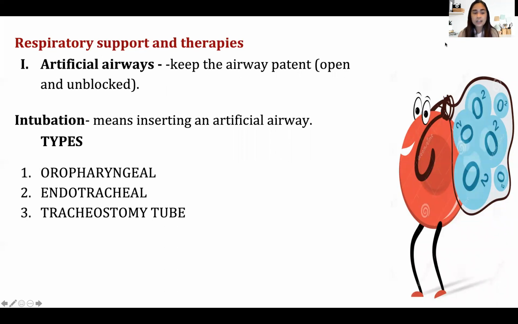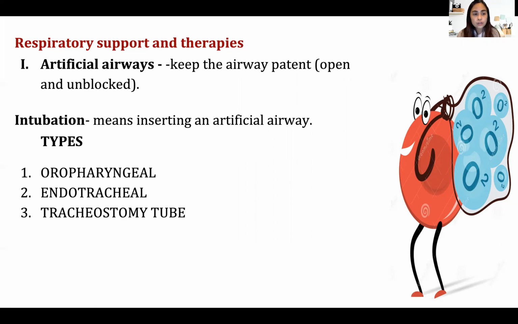Okay, if you are assigned to an ICU or special care unit, you will see a lot of artificial airways, like a mechanical ventilator. So what are artificial airways? They keep the airway patent, open and unblocked. If the patient cannot breathe by himself, they put a device like a mechanical ventilator so that the patient can breathe artificially using that machine.